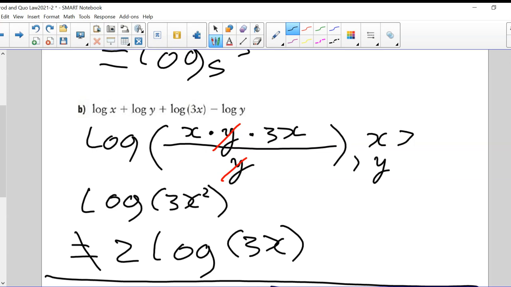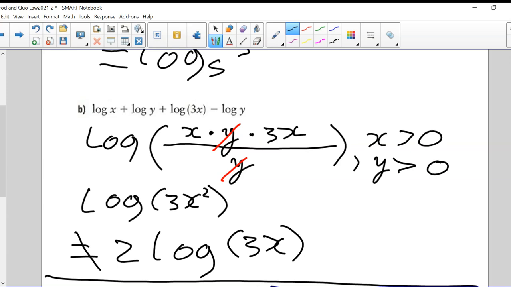X has to be positive, has to be greater than 0. It can be a decimal. You can take the log of 0.5. You can take the log of 0.001. We've done that, right? But you can't take the log of a negative number, right? You cannot take the log of negative numbers. It has to be greater than 0.